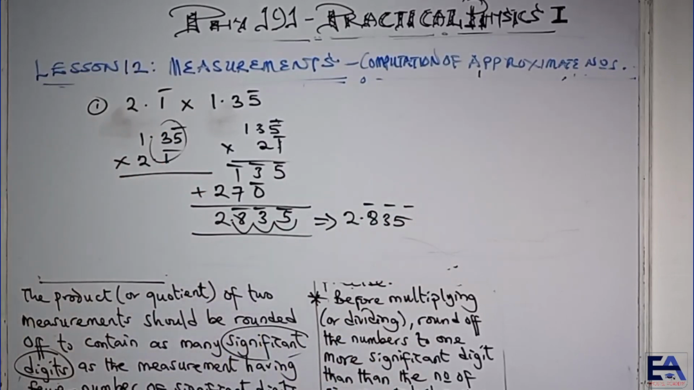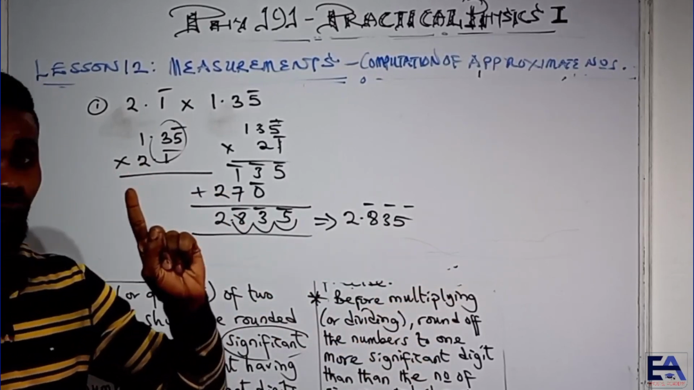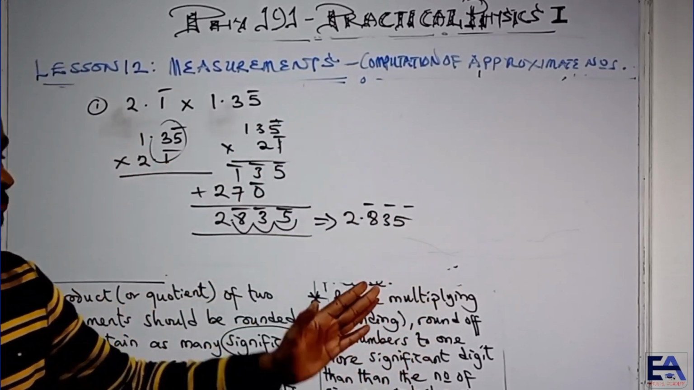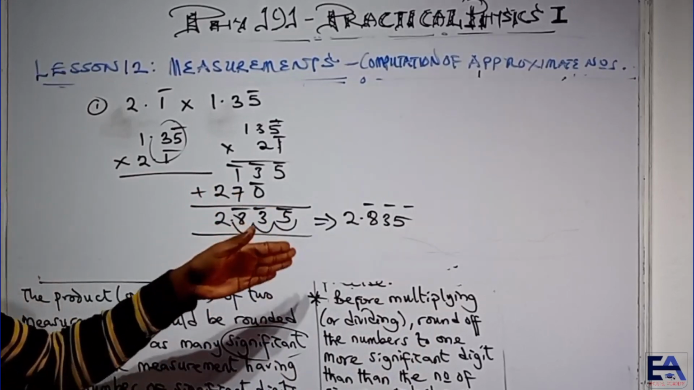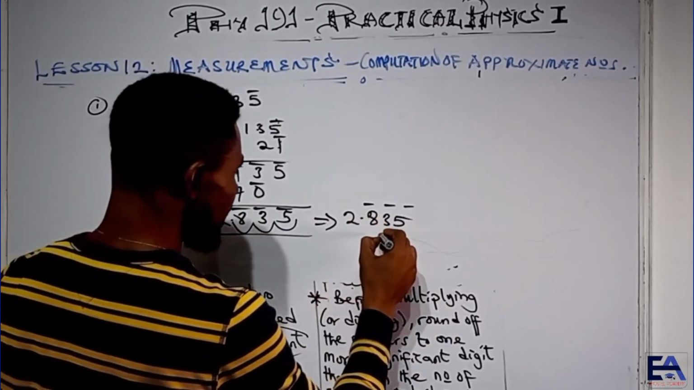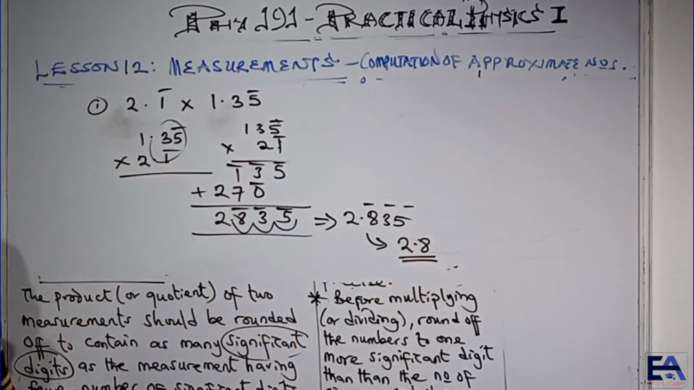2.835, 3 bars. And you know what the rule says. The rule says that when you have something like this, it's only one of them that you keep. You reduce the error by sticking to only one of the error value or approximate value. So the final answer by applying the rule is 2.8. Okay? So that is the final answer for this.